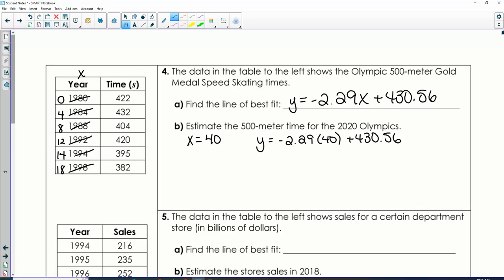Type that all into your calculator at once. We get 338.9. Looking back here, my y was a time. Can you have a decimal when you're talking about time? Yeah, if you're looking at a stopwatch, we most certainly can. So I don't have to round this time. That answer would make sense. And I knew it was in seconds because my table told me the time was in seconds.